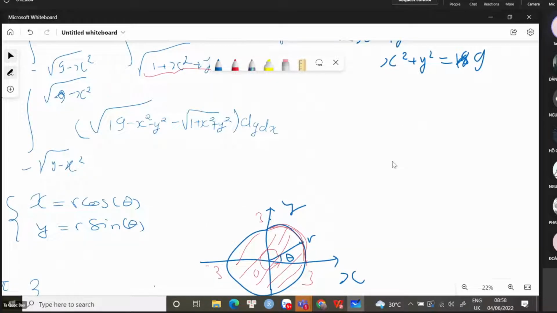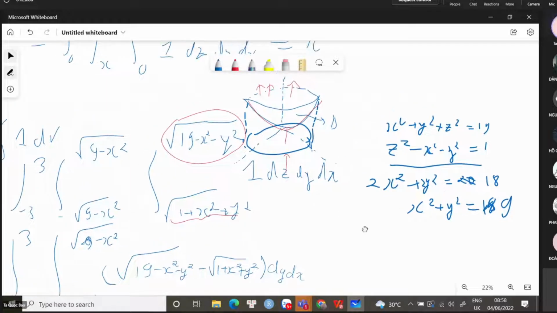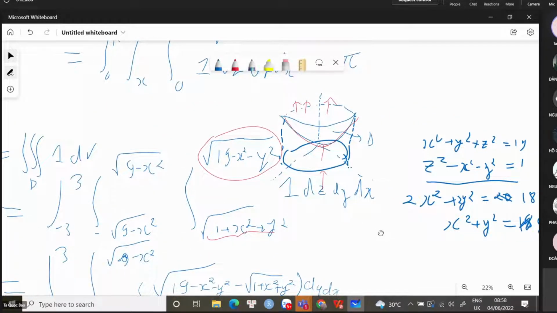So for the triple integration, it is similar to double integration.